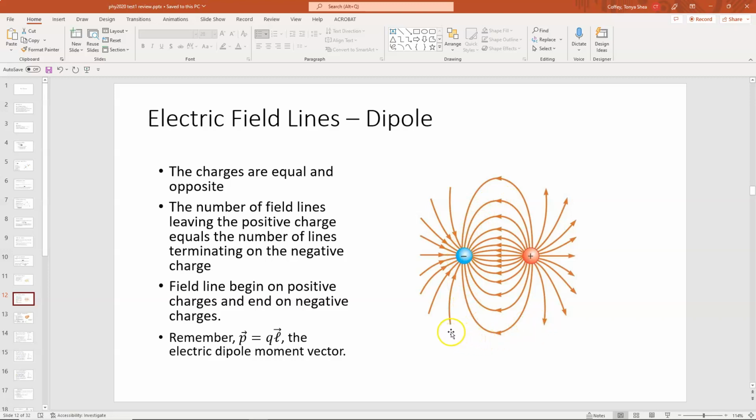Remember that we defined the dipole moment as P, which is equal to Q, the charge on one charge, times L, okay? L is the distance between the two charges, and the dipole moment points towards the positive charge, so it points from the negative to the positive charge. It's supposed to indicate, for example, the direction of the electric field as it leaves the positive charge of the dipole.